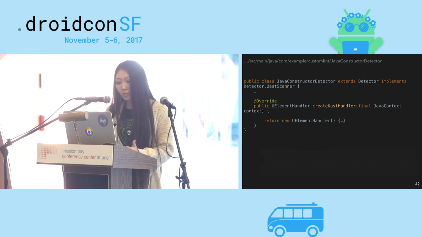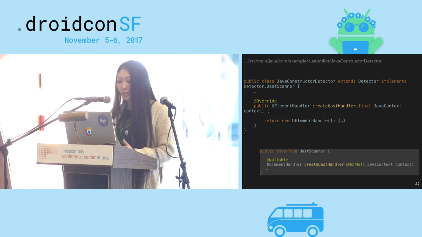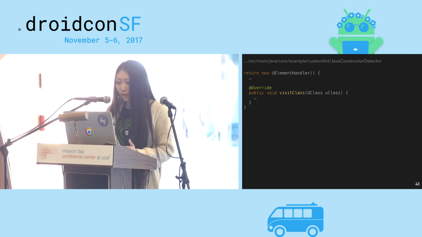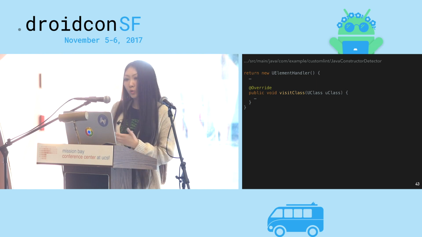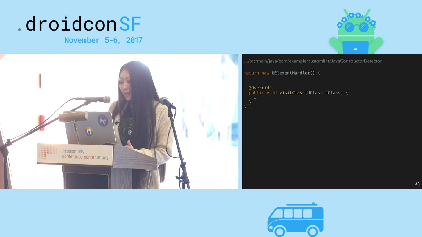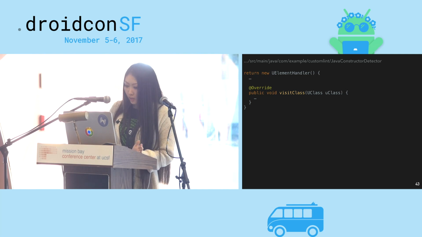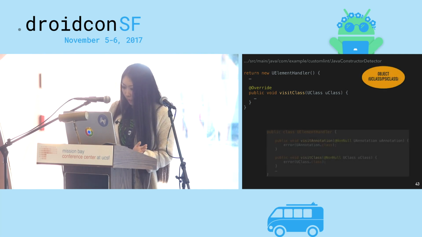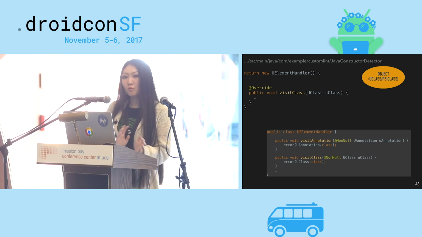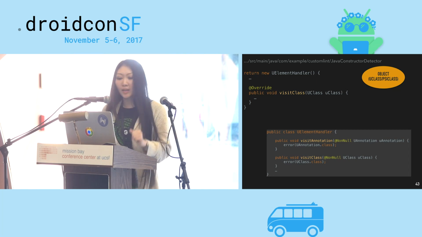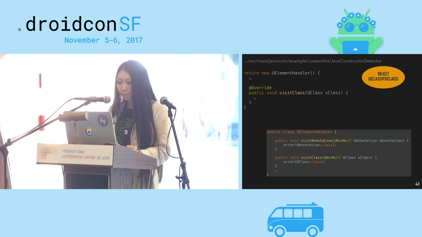Also, we need to override the create UAST handler in UAST scanner. And for this handler, we need to override the visit class. There are also other visitor methods you can use, depending on what you are trying to detect. There are many, so we need to make sure that we're not calling super, as you see here that actually returns an error. But before UAST, when we were with PSI, we had to call super every time. So also note that here we're at the object level in terms of our UAST.